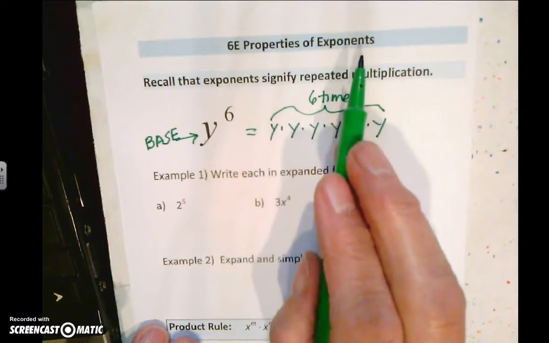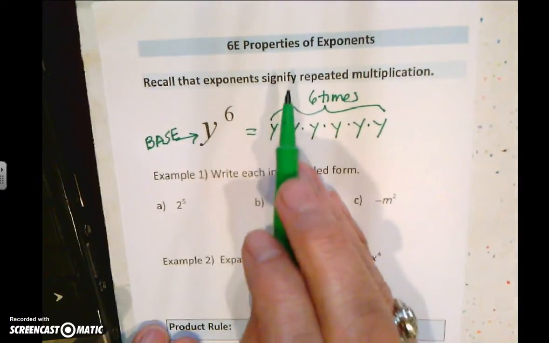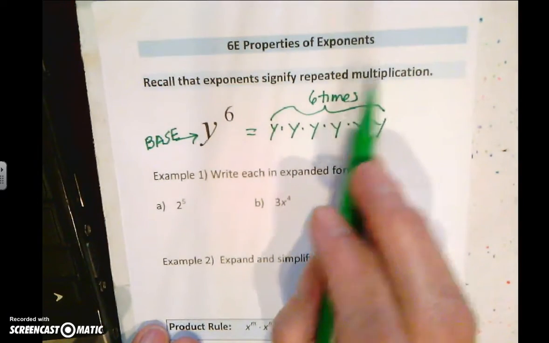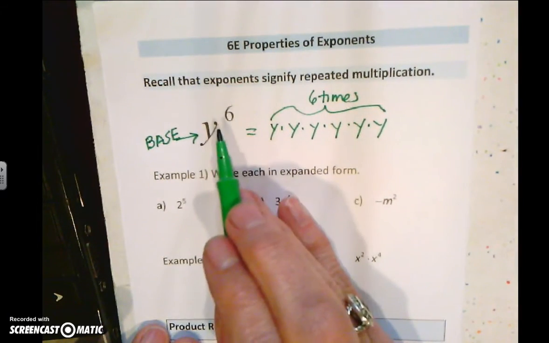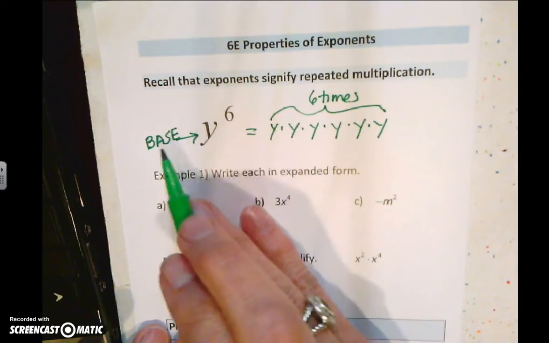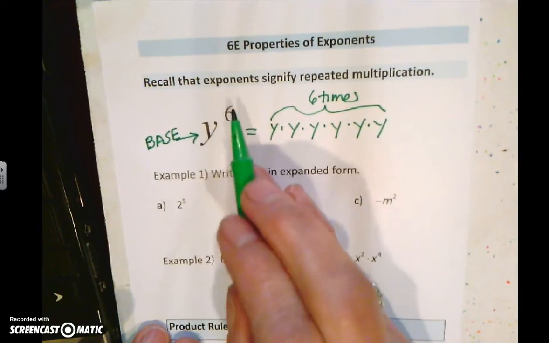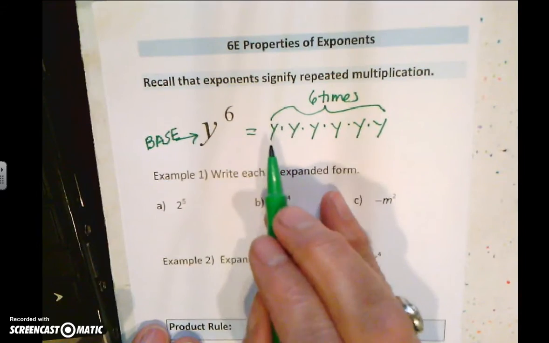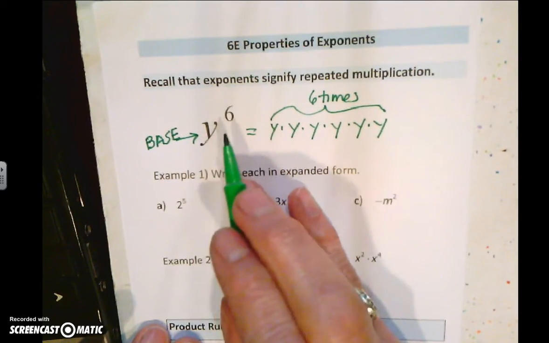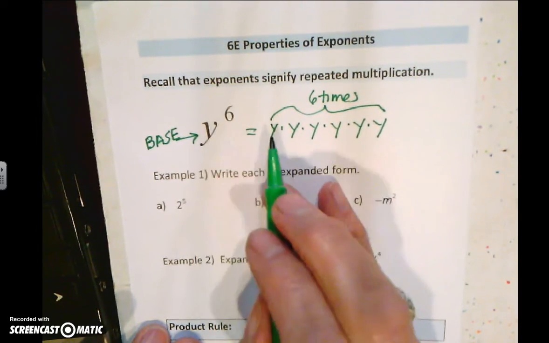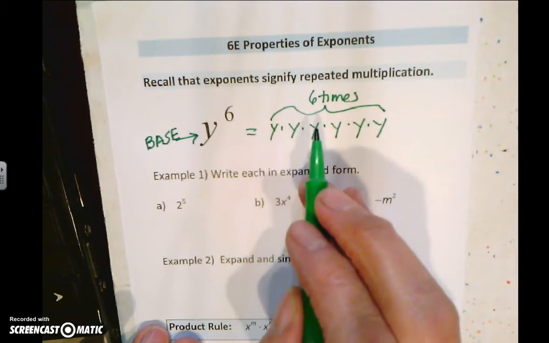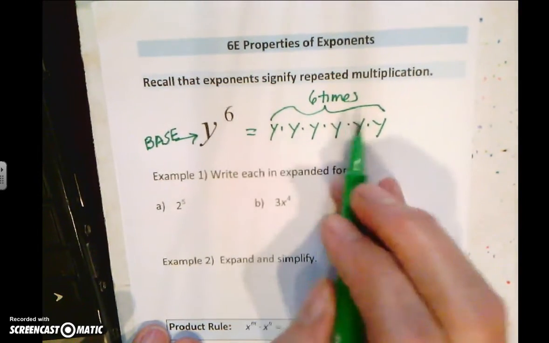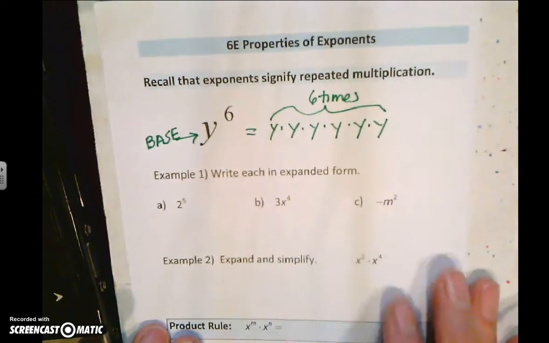6E, properties of exponents. Recall that exponents signify repeated multiplication. If I have y to the 6th, this y is called the base, and 6 is the exponent. I expect you know that. But when I see that, it tells me to take the base, y, and multiply it times itself 6 times. So we get that.